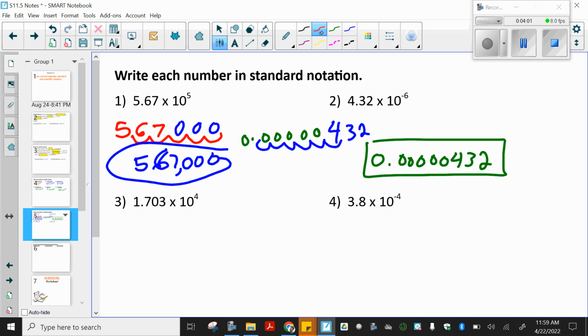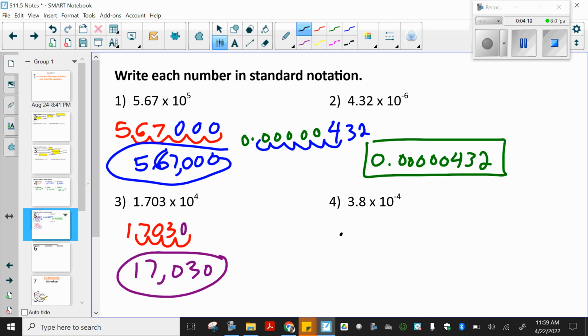All right, let's do it again. 1.703. I'm not going to write the point, but I'm going to put my pen back where that is. I'm going to count positive 4, so 1, 2, 3, 4. Put my 0 there, and I'm going to rewrite it. 17,030.